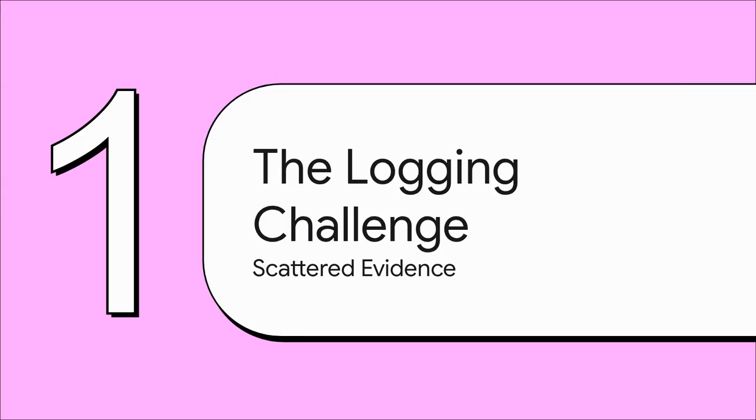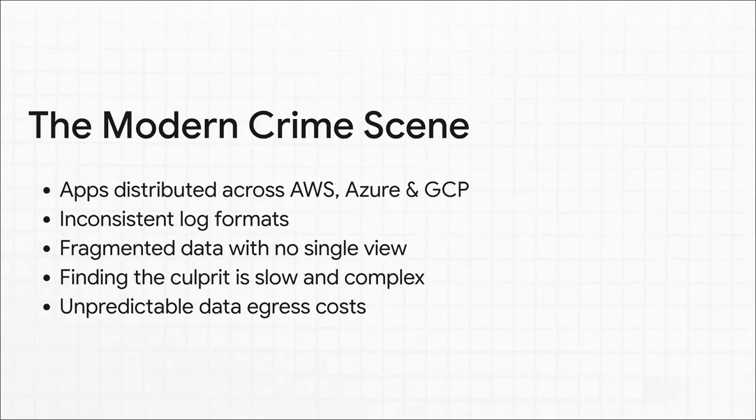The multi-cloud logging challenge, or as I like to call it, the case of the scattered evidence. So why is finding the root cause of what seems like a simple error so incredibly frustrating in a multi-cloud world? Well, it really does come down to your evidence being all over the map. So here's the modern crime scene, right? Your apps are spread across AWS, Azure, and GCP. And the big problem is that each cloud provider is like its own police precinct with its own set of rules. The log formats are totally inconsistent, the data is fragmented so there's no single source of truth. Finding that one culprit log feels like searching for a needle in 3 different haystacks.